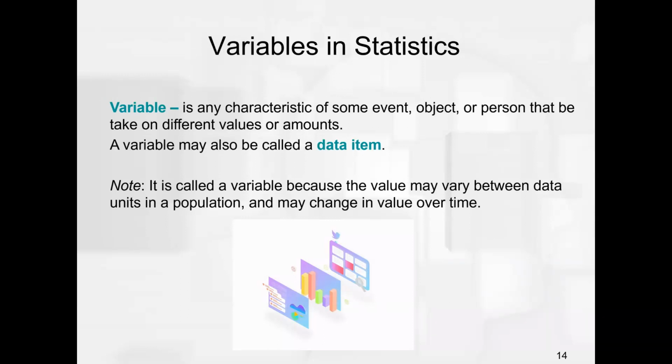In statistics, we use variables to conduct statistical studies. A variable is any characteristic of some event, object, or person that can take on different values or amounts. A variable may also be called a data item. It is called a variable because the value may vary between data units in the population and may change in value over time.